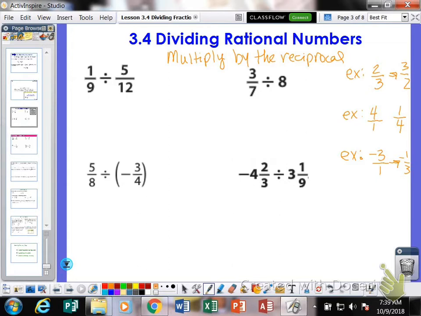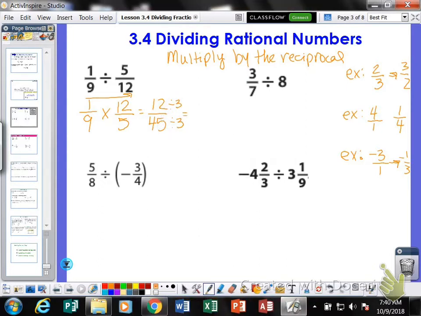So in the first one, what we want to do is we want to keep, we want to multiply, and we want to reciprocate. So 1/9 times, and then flip the fraction, 12/5. And then we multiply across the top, 12/45. And then I always have to ask myself, did we simplify? So 12/45 can be divided both by 3, and we end up getting 4/15 as our final answer.